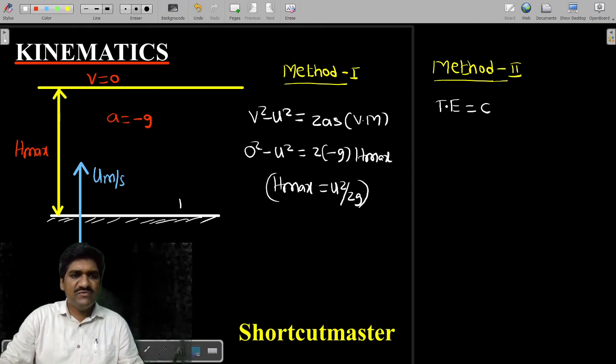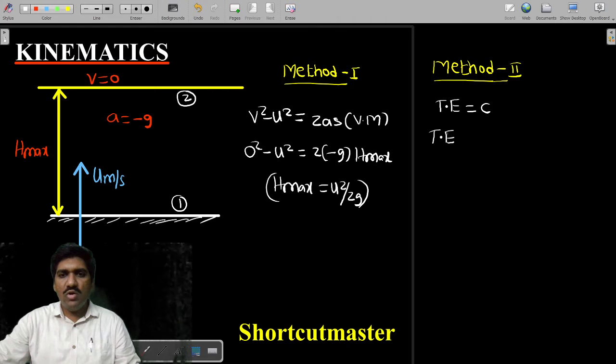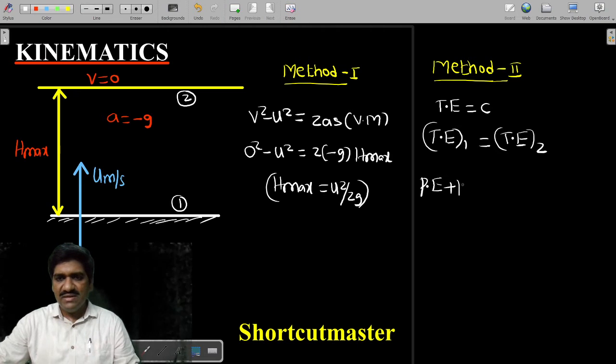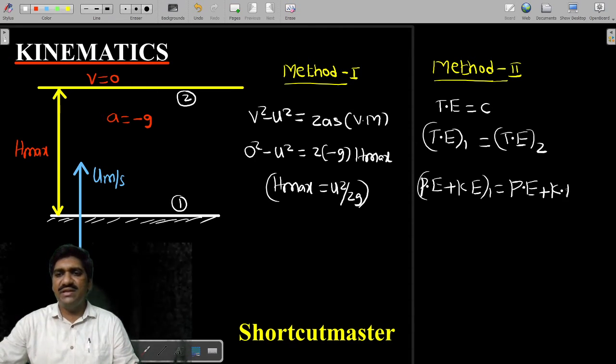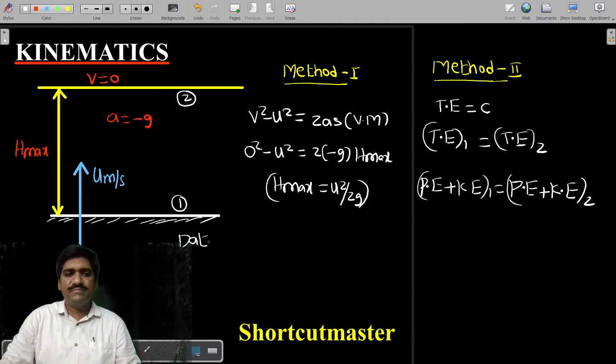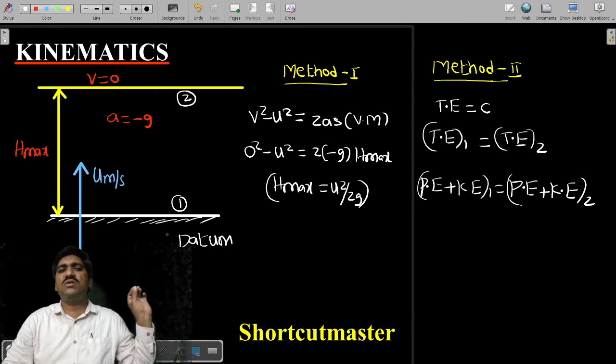If you assume this as level number one and this as level number two, the total energy at level one is always equal to the total energy at level two. Total energy is potential energy plus kinetic energy. So potential energy plus kinetic energy at level 1 is equal to potential energy plus kinetic energy at level 2. Let us assume this as a datum line, a certain reference. Can I say that we are throwing the body with the maximum velocity from the ground level or not? Yes.